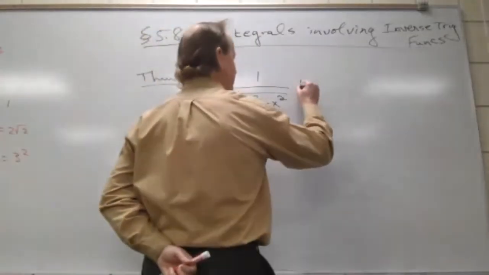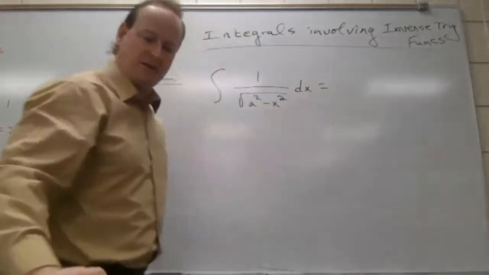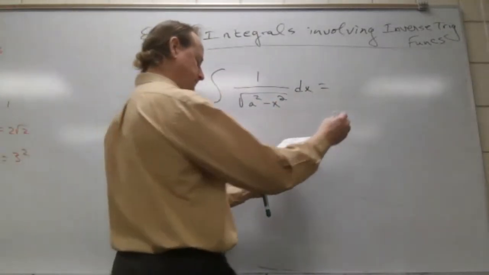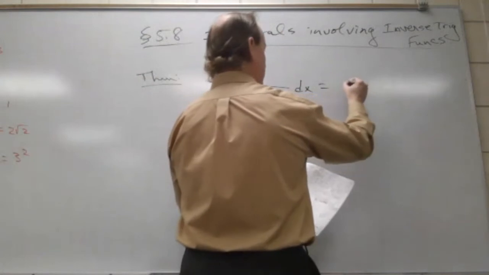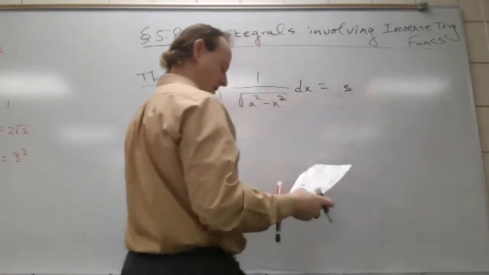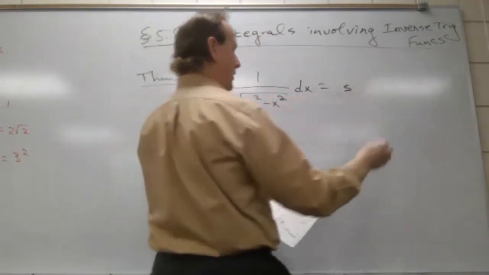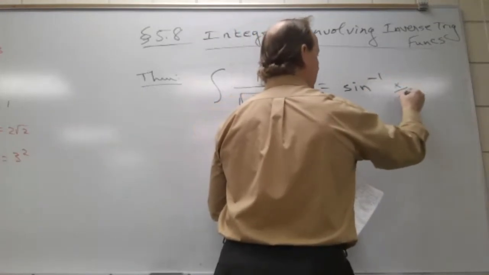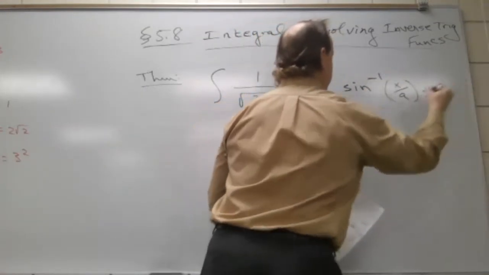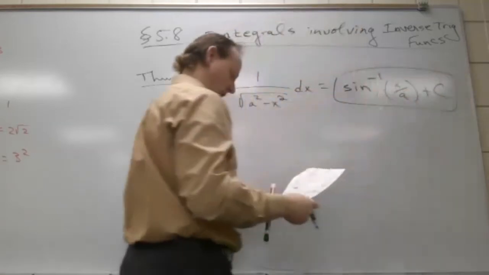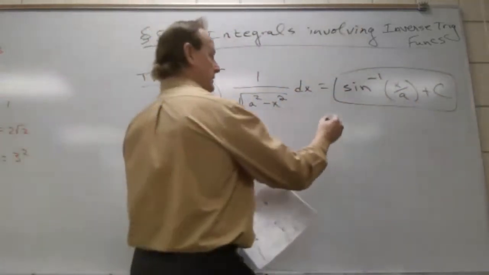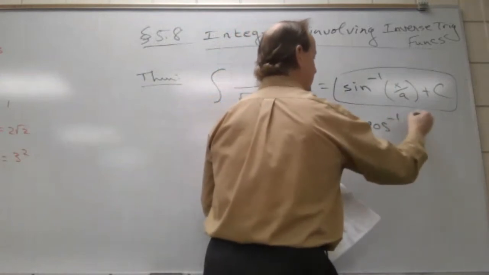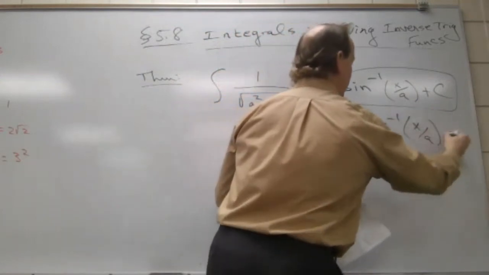All right, but anyway, so if I have this with respect to x, just real quick, write these up, and then I'll finish up here. We've got, this is arcsine. By the way, there's no 1 over a factor in front here. This is arcsine of x over a plus c. But it's also equivalent to minus the arc cosine of x over a plus c.